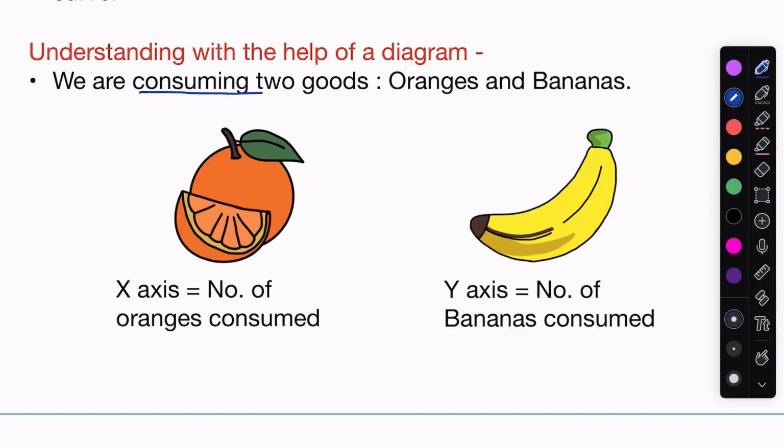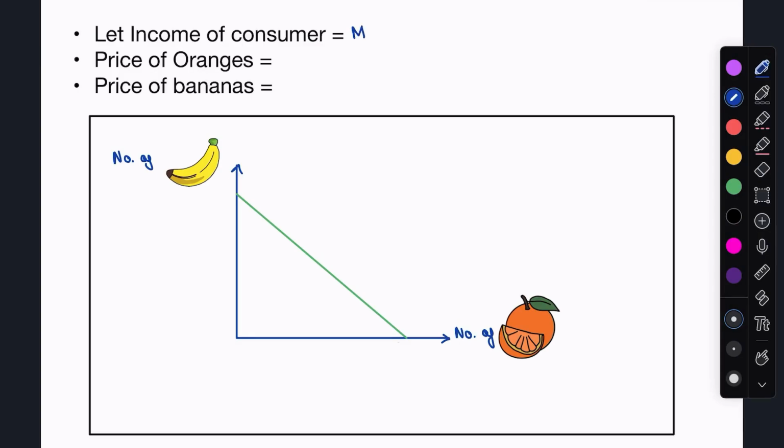We are consuming oranges and bananas. Let x-axis represent number of oranges consumed and y-axis represent the number of bananas consumed. Let M be the income of the consumer and PO and PB be the price per unit orange and banana respectively. We can draw a budget line with the intercepts M upon PO and M upon PB. A consumer can afford to purchase all the bundles that fall on the line or below the line.